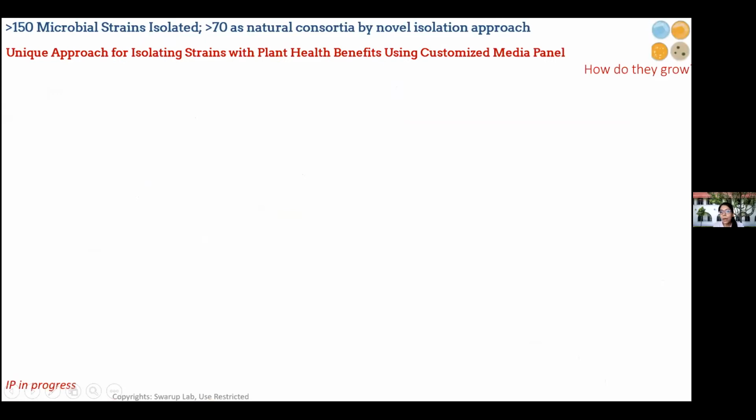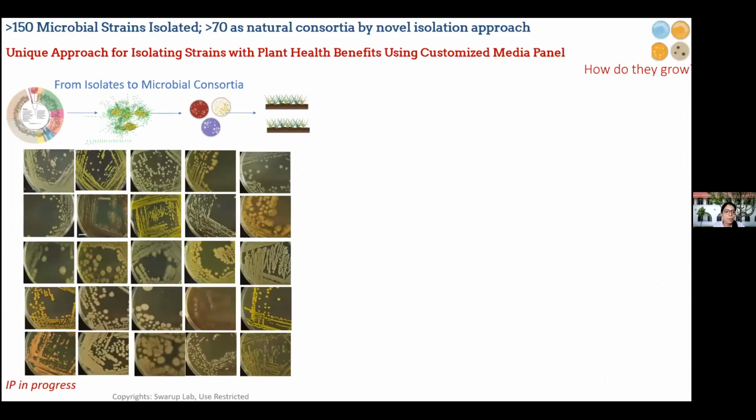And now coming to how they grow. This is where I had mentioned our novel approach, where we could get a lot of them into natural consortia, like in pairs, in triplets, in quadruplets. So we could get them in all sorts of associations just by our novel isolation approach, where we used a combination of different media panels to get these consortia built. Just to rewind, we went from discovery to identification, now to culturing, and then next to the plant phase.